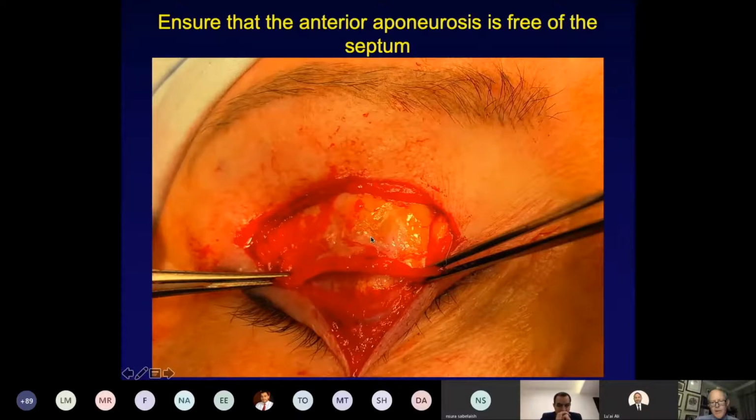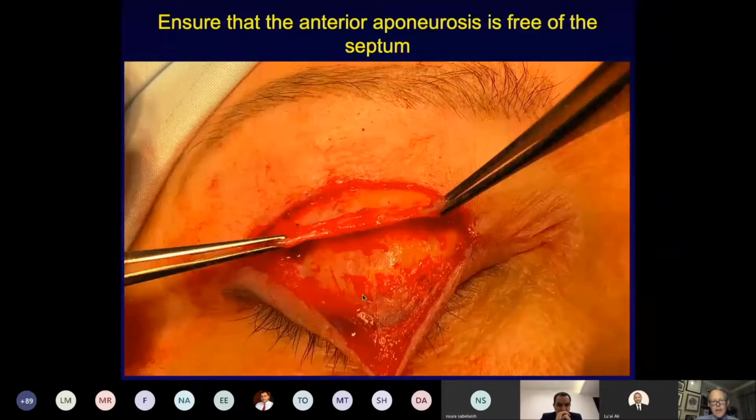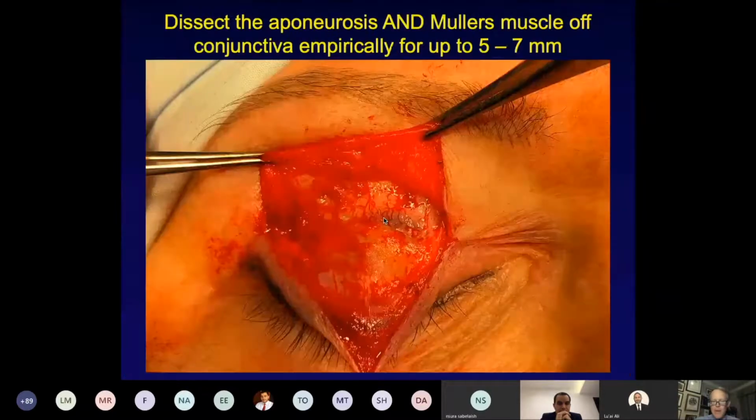And I'm going to let this off, and then I'm going to let it off with the Mullers. All right. So here you see that the anterior aponeurosis, I've got it here, is completely free of the septum, so it can slide back. It's like a piece of cheese in a sandwich. It's going to have to slide all the way back without pulling anything with it.